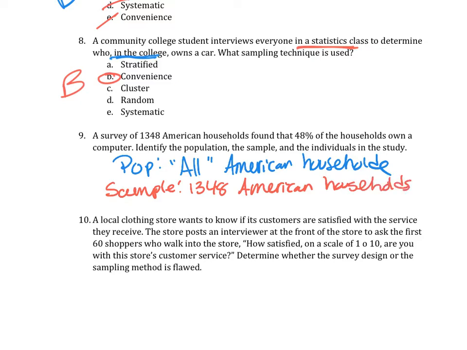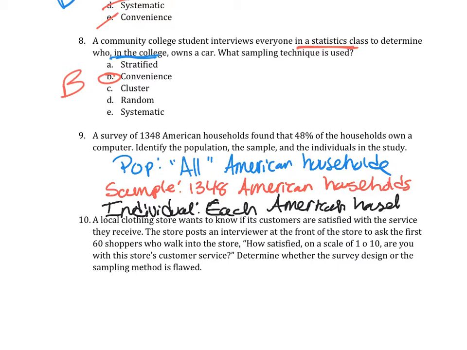And then the individual is just one person or one thing, in this case a household. So the individual would be each or one American household. So again, population is all, sample is a number, and individual is each.